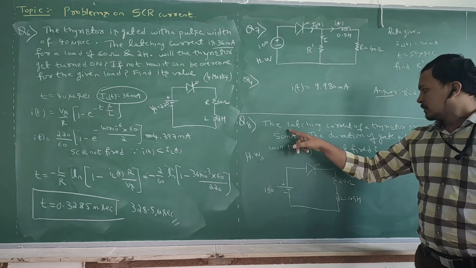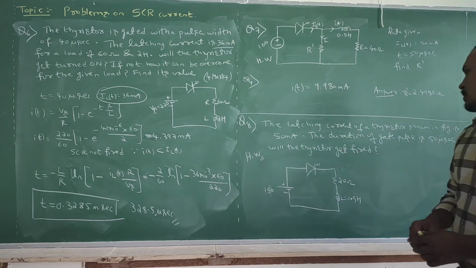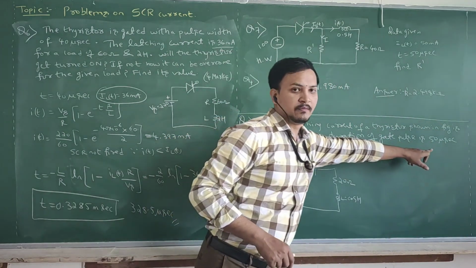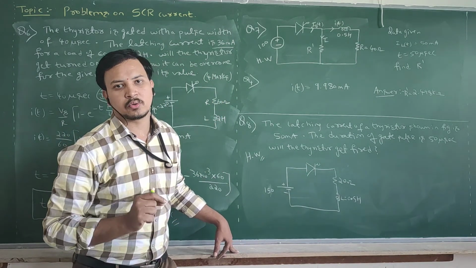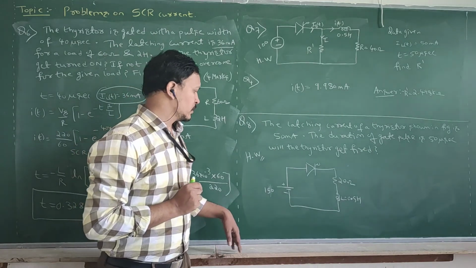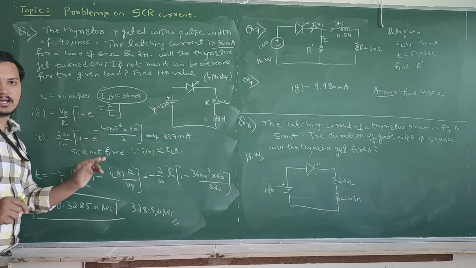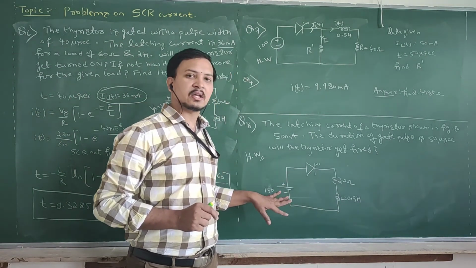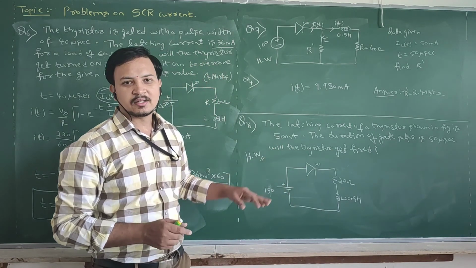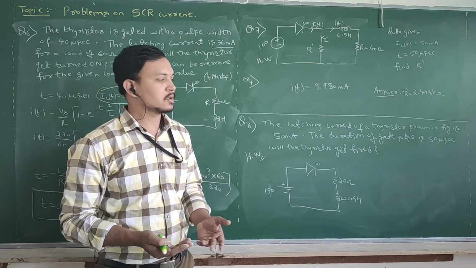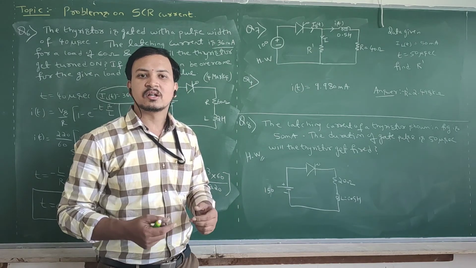Next, coming to this problem: the latching current of a thyristor shown in the figure is 50 milliampere. The duration of the gate pulse is 50 microsecond. Will the thyristor get fired? Basic problem. First problem I solved in today's class, so that you can refer. So simply write the formula: I of t equals Vs by R into 1 minus e power minus t R by L. Substitute all the data given. If you get I of t current equal to latching current, then you tell SCR is fired. If you do not get this current, if you get I of t current lesser than this, then you can declare SCR is not fired.